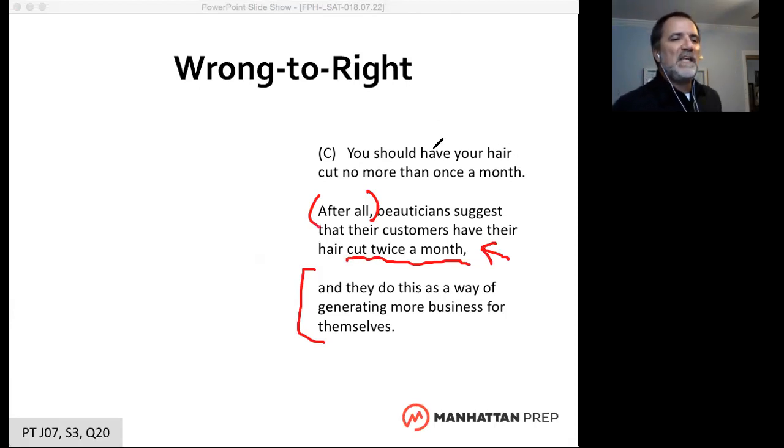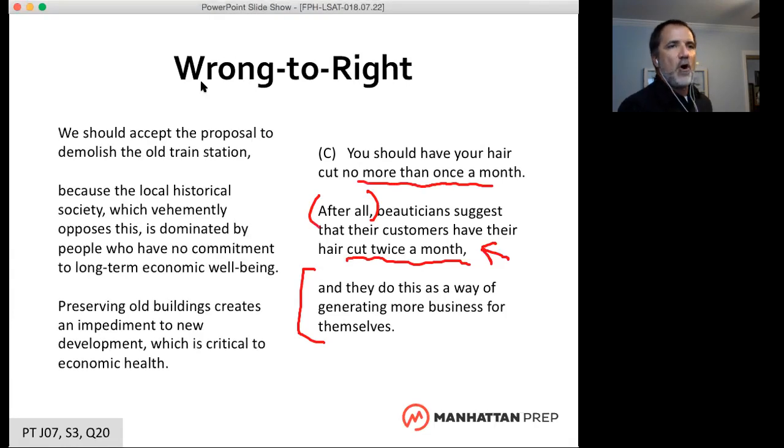So that doesn't mean that we should have our hair cut no more than once a month. That doesn't support our conclusion. So this is an example of an argument that's exhibiting the same flaw as our original argument. It's attacking the person making the claim and not really addressing the claim itself. Well, is there a reason? Are there other reasons why we should maybe have our hair cut twice a month? I mean, yeah, the people saying it, we can question why they're saying it, but maybe it's still correct. And so I can't conclude from that.